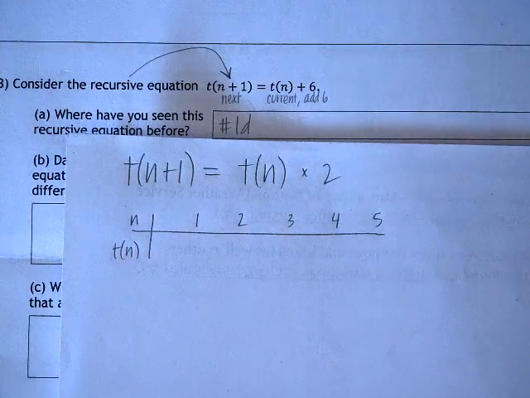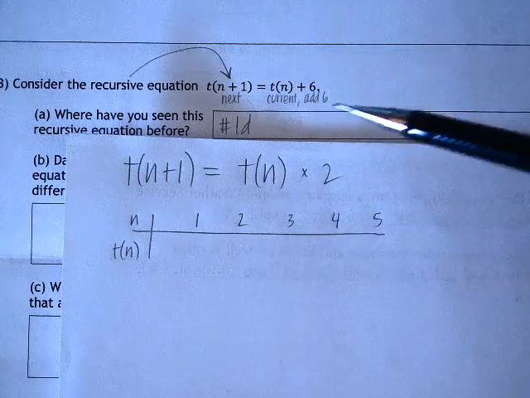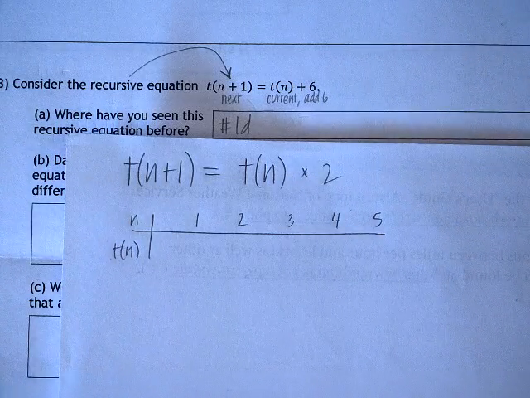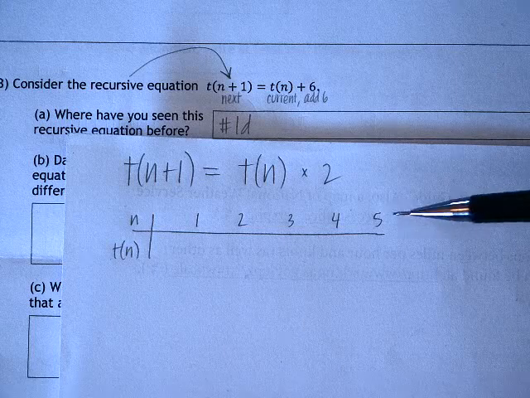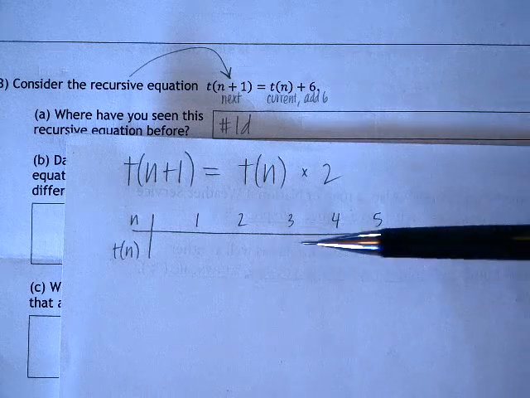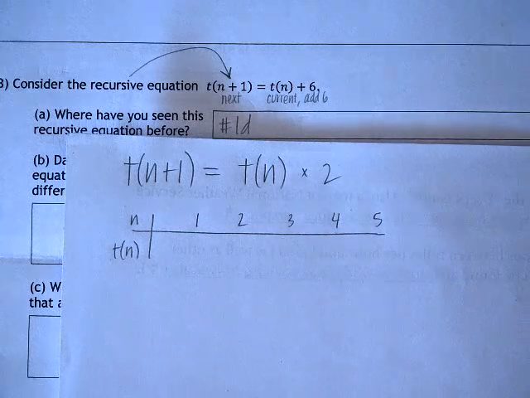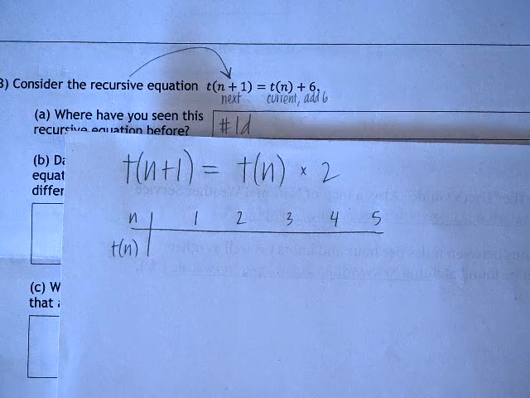I want you to pick the numbers that I'm going to pick. All I'm telling you is t of n times 2. That's all I'm telling you. So again, you're going to take about 30 seconds, and you're going to try to come up with the same numbers as I am in my table. 30 seconds, go.